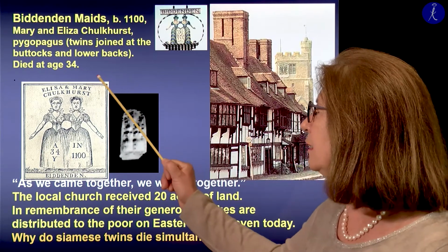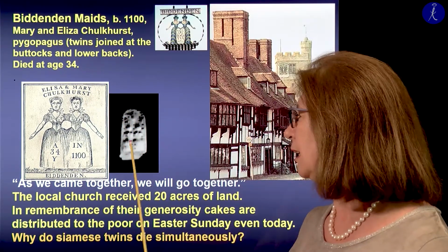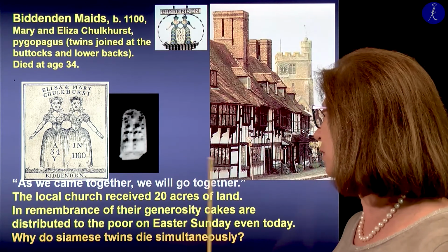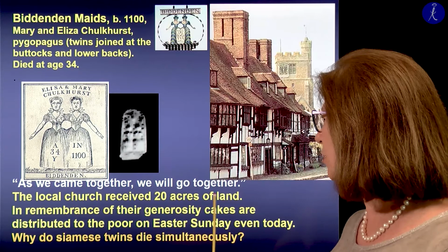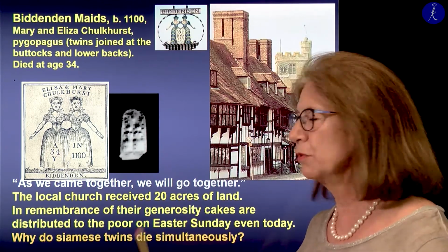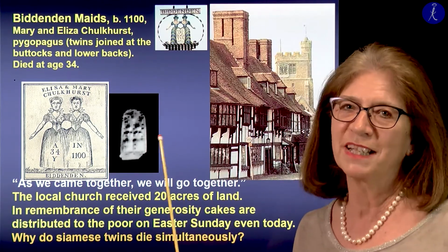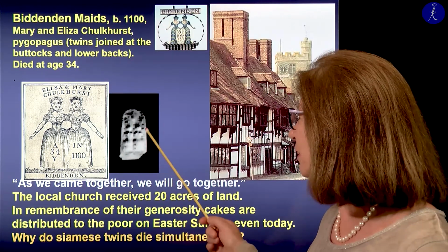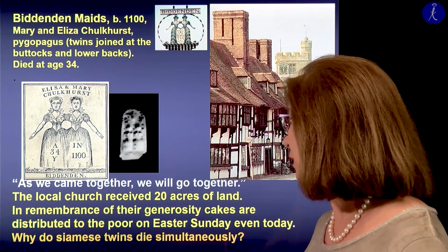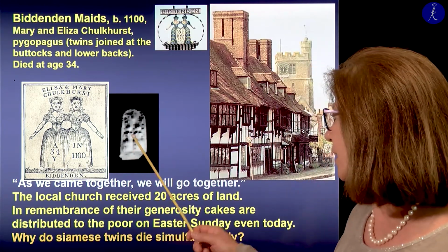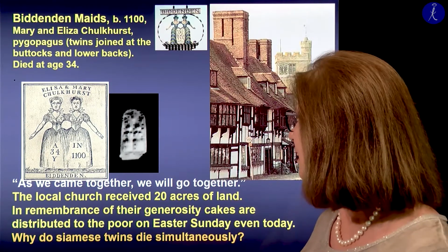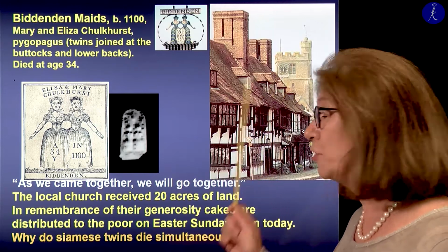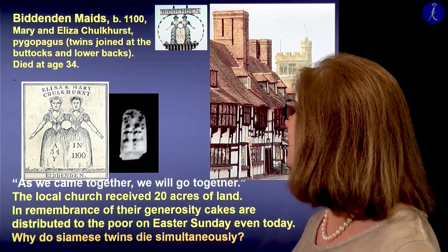And they died at age 34, and on their tombstone it is written that as we came together, we will go together. They also gave the church their land, and because they gave the land, ever since people remember them, and they are even now remembering them with these generosity cakes, Siamese generosity cakes given out on Easter Sunday. And this village is famous for the Biddenden Maids.